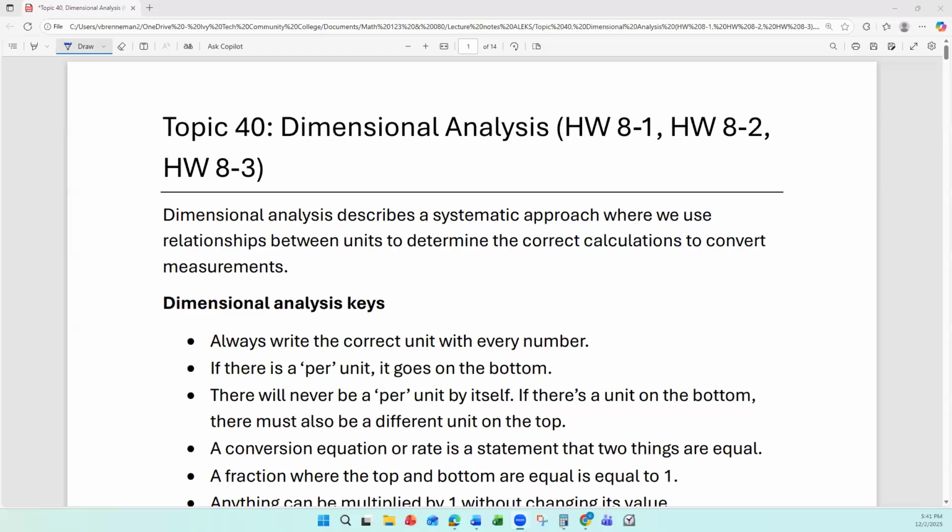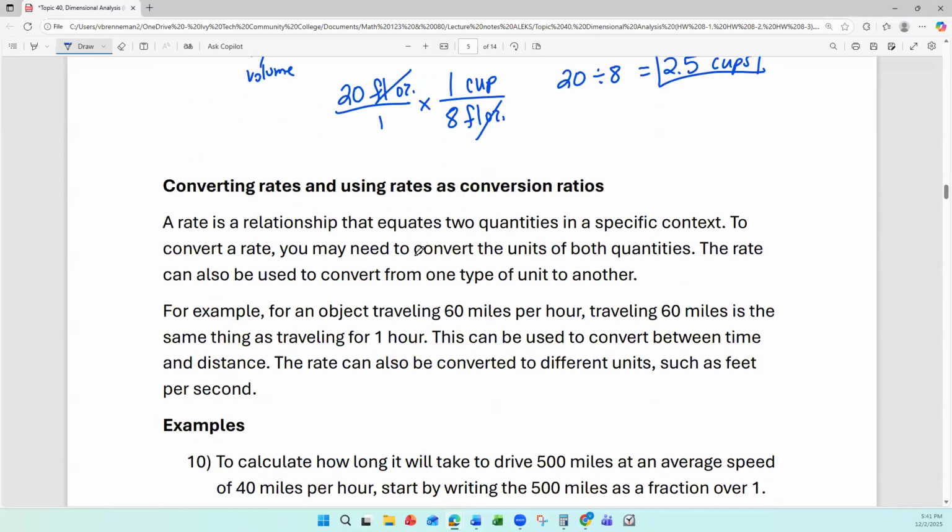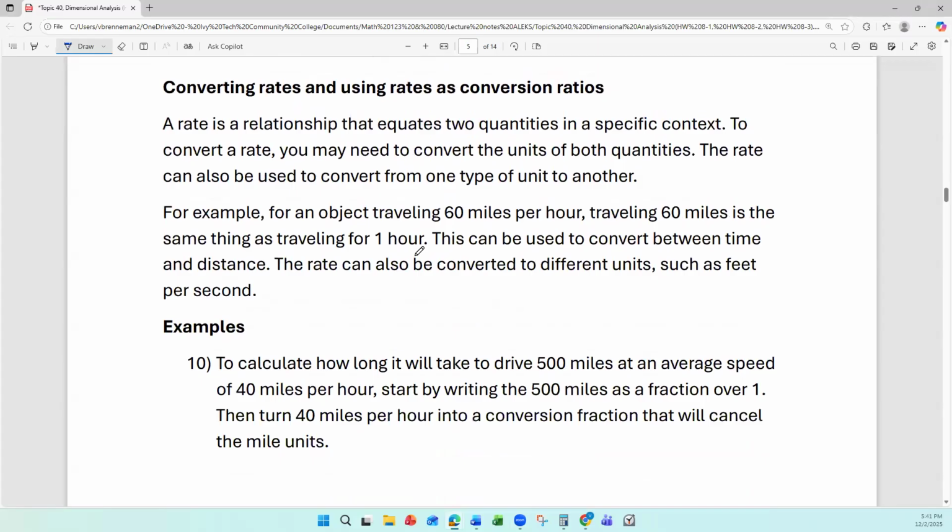This video is over topic 40, number 10 through 13, converting rates and converting with rates. Let's jump ahead to that using always the fraction, multiplication, dimensional analysis, conversion process.